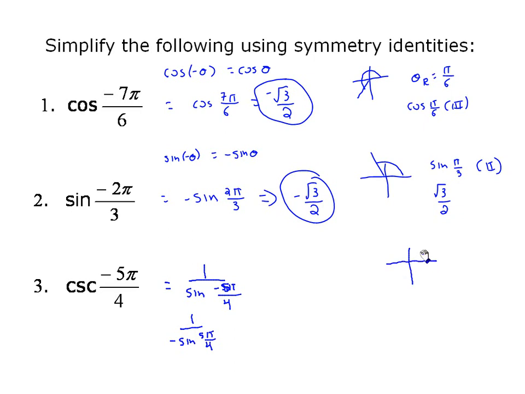So 5 pi over 4 takes us into quadrant 3, deep into quadrant 3, and we really want the sine of pi over 4 in quadrant 3. And the sine of pi over 4, depending on how you want to write this, is root 2 over 2, or 1 over root 2, but you're negative because you're in quadrant 3. So this becomes 1 over negative root 2 over 2. So that becomes positive, and then when you take the reciprocal of it, you will get 2 over root 2.